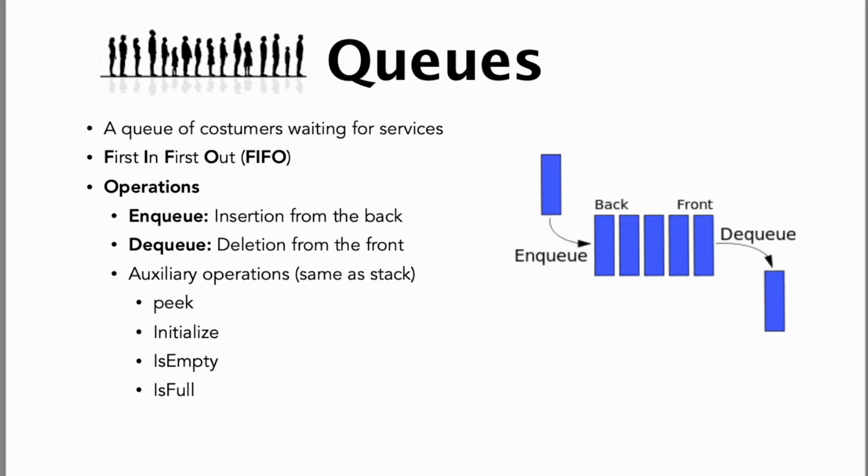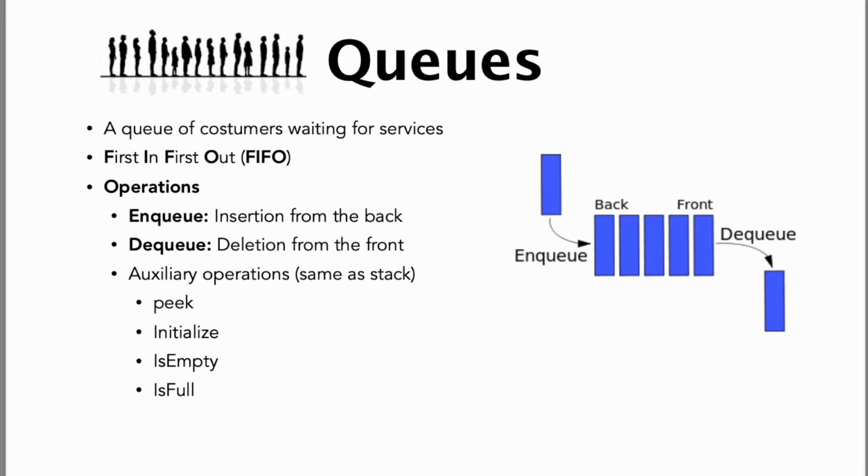Similar to the auxiliary operations needed for stack, we also have some auxiliary operations for queue. We have initialize, is empty, and is full. We have an additional auxiliary operation here. We call it peek.